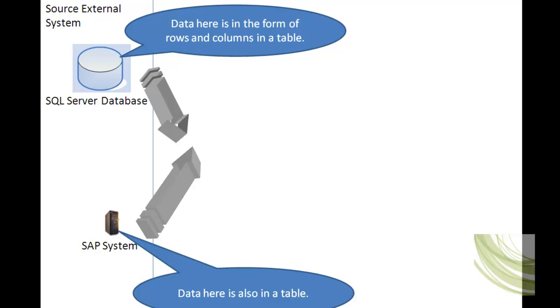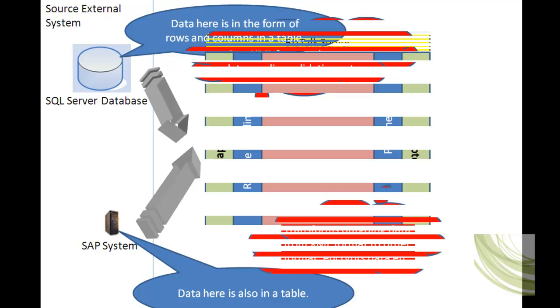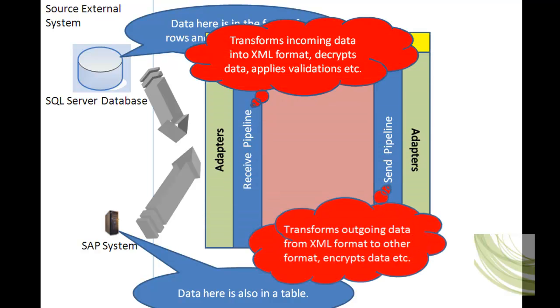Data from these external systems are being polled by the adapters and then sent through the pipelines. The pipelines transform this data into XML format. Now don't you think that within BizTalk we should have a predefined structure of this XML? Any XML format will not help, right?